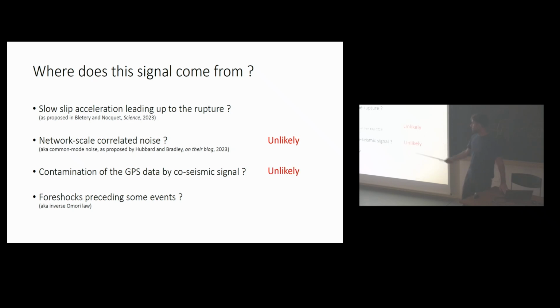I didn't talk much about foreshocks, but actually a quick response is that the equivalent magnitude of this signal is on the order of magnitude 6, and it's just impossible that we miss magnitude 6 events before each earthquake. So I don't think that's a possibility. So that leaves us with our original interpretation, which remains, at the very least, I think, plausible.